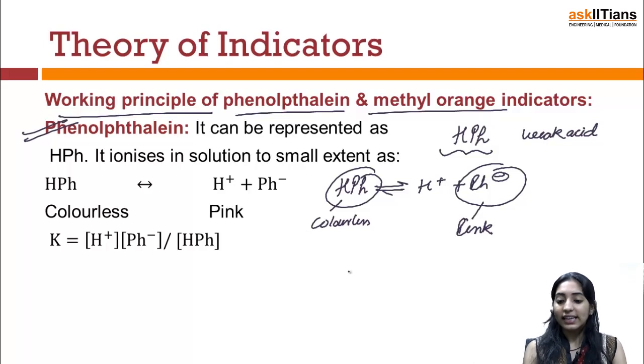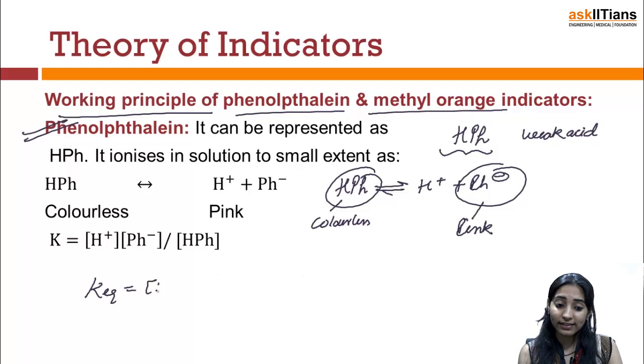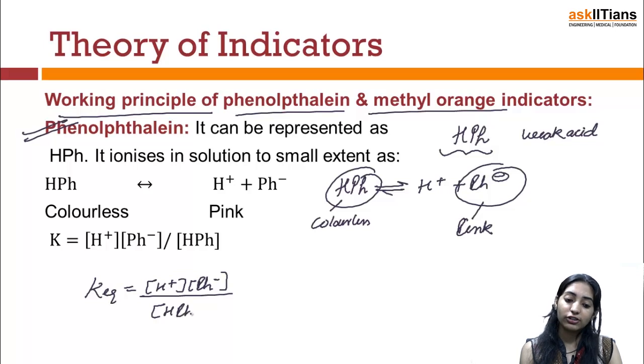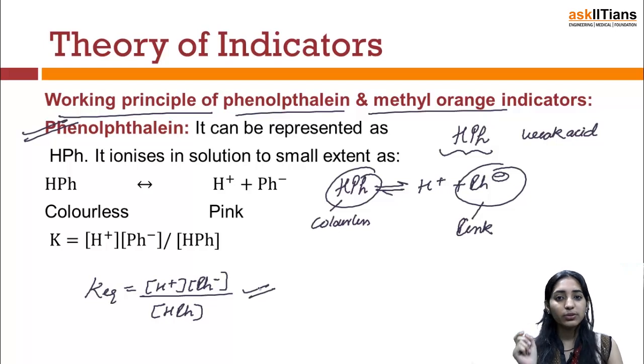Since an equilibrium is being established, I can write the equilibrium constant as the concentration of H+ multiplied by the concentration of Ph-, divided by the concentration of HPh. We will use this equilibrium, and keep in mind that HPh acts as a weak acid, and hence this will be used for the working principle of the phenolphthalein indicator.